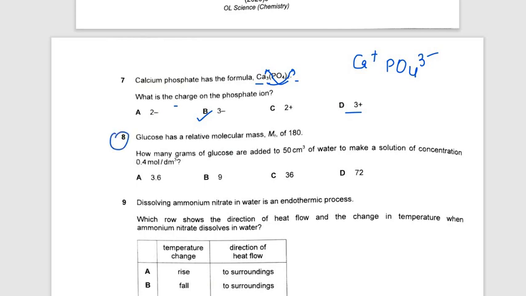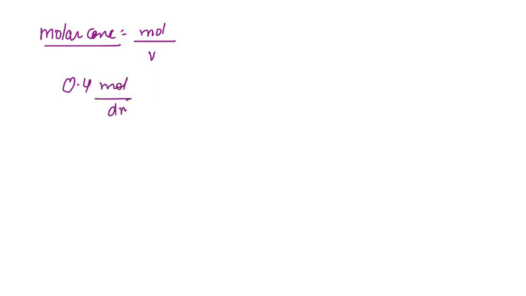Now let's see the next question. Glucose has a relative molecular mass of this. How many grams of glucose are needed in 50 centimeter cube of water to make a solution of concentration 0.4 mole per decimeter cube? So they have given you the concentration in mole per decimeter cube. Let's see this question on the new page. The formula of molar concentration is mole divided by volume. They have given you the data for the concentration. How much is it? It is 0.4 mole per dm3.